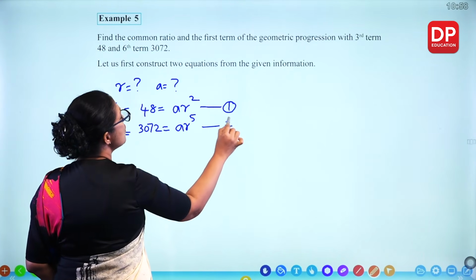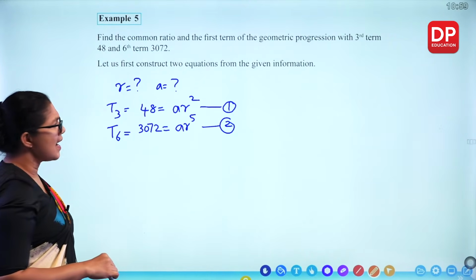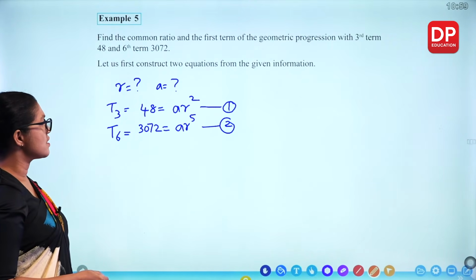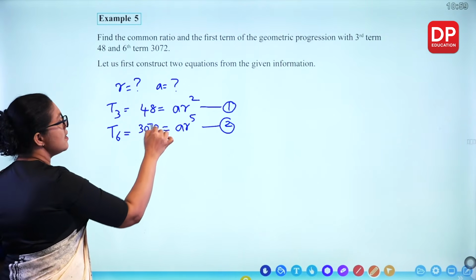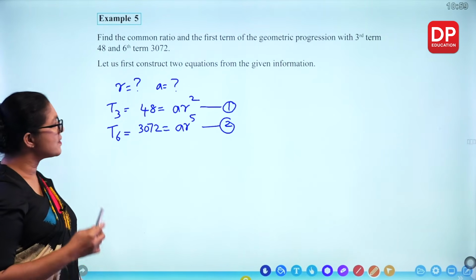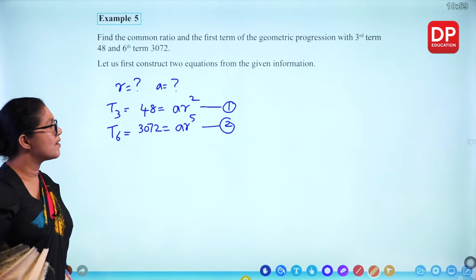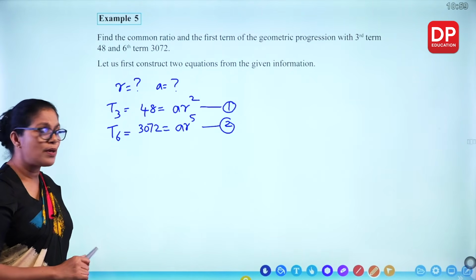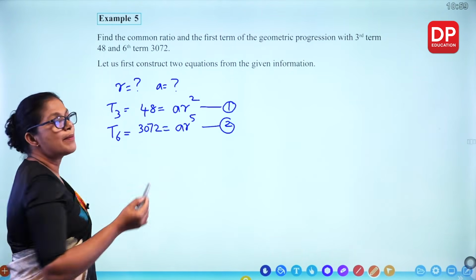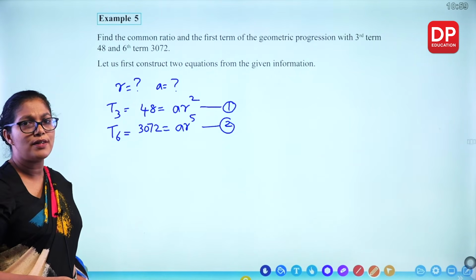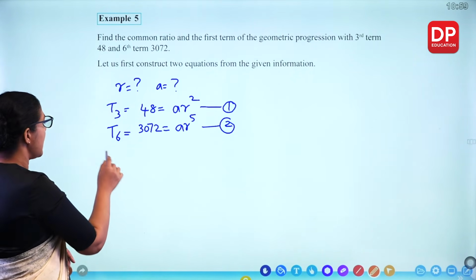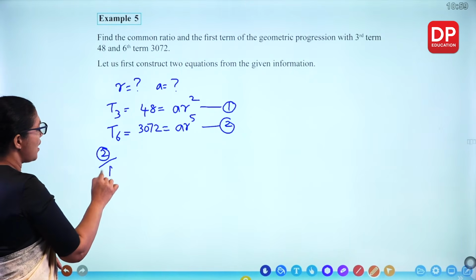Before we substitute A, we can simplify the two equations. Now we want to solve the two equations, and two unknowns are there. What's the best way to solve? When you divide the two equations, one variable gets cancelled out. A gets cancelled out. So you can easily find the ratio. So I'll take 2 divided by 1.